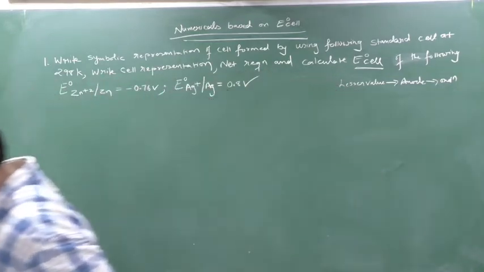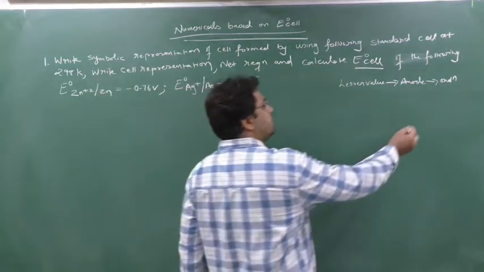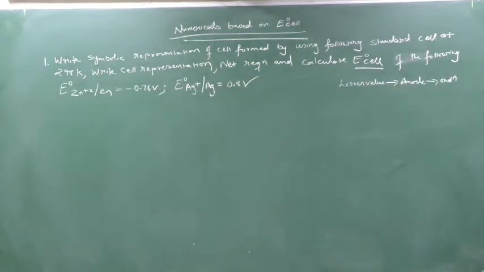Is it visible to you, beta? Is it visible, no? Okay, correct, it's visible. The lesser value will always act as anode, and at anode oxidation occurs, and you know oxidation means loss of electron, or electrons will be lost.